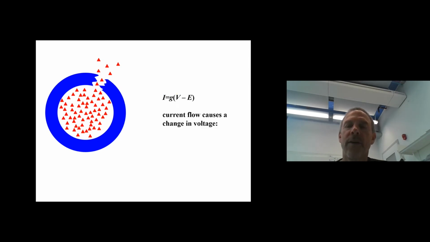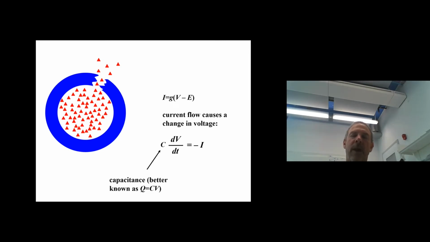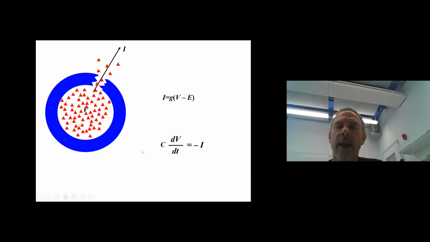And current flow causes a change in voltage, right? So C dV/dt is basically Q equals CV in disguise. I is the outward current relative to the inside of the cell. So what this says is, as current flows out of the cell, the voltage goes down, and the amount that it goes down is scaled by some constant, which is capacitance. Okay, and so I we can replace by G times (V minus E). So this would be the whole story. This would be kind of like an RC circuit.